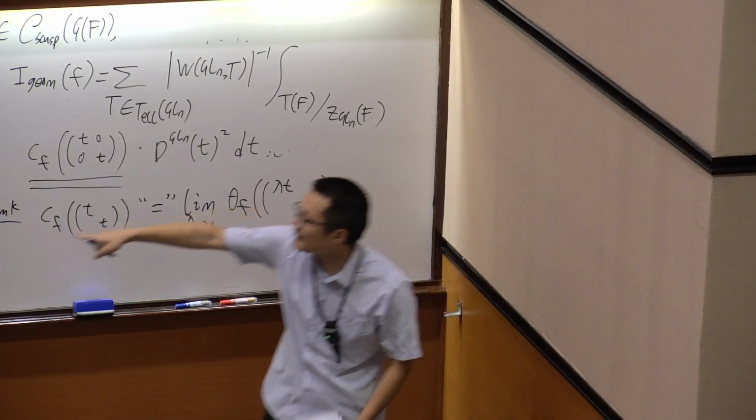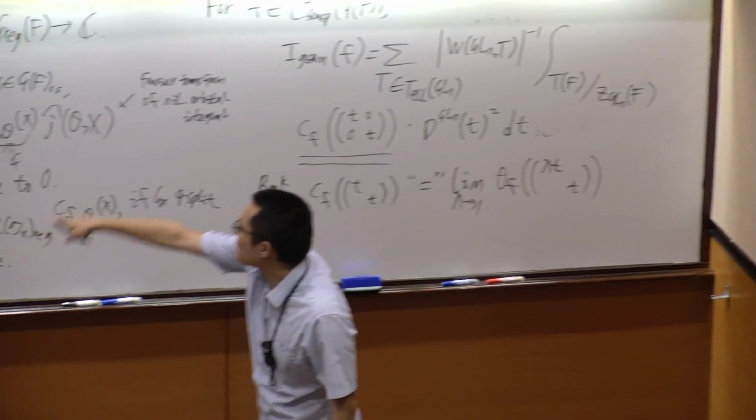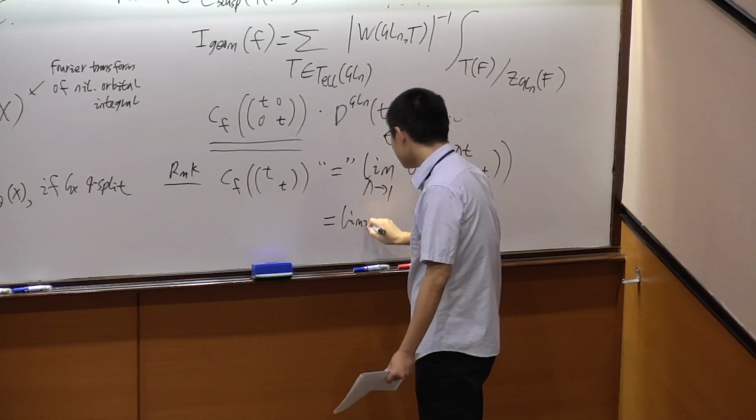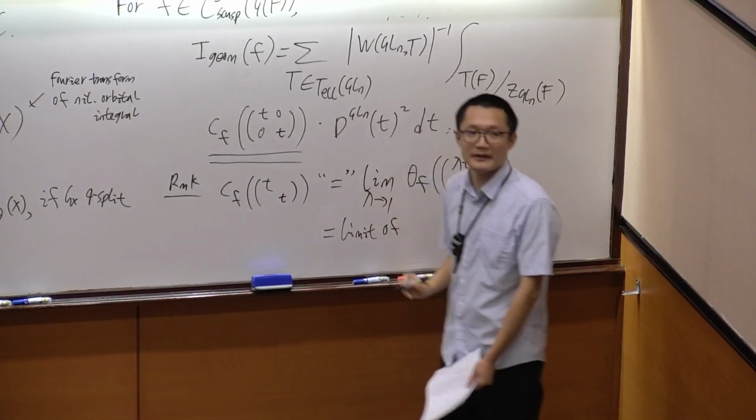Okay, but how do we define theta F? Theta F is defined by weighted orbital integral. So in other words, this is the limit of some weighted orbital integral.